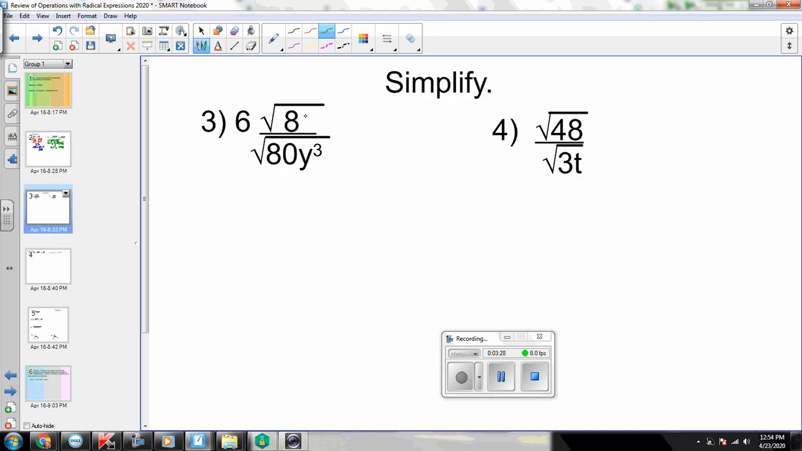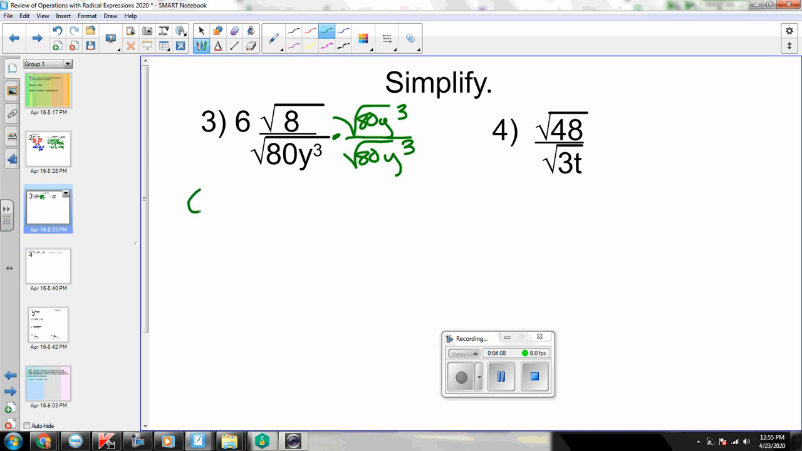On number 3, there are a couple of ways you could do this problem. Notice that there is a radical sign in the denominator. So you could rationalize the denominator by multiplying by the square root of 80 y to the 3rd over square root of 80 y to the 3rd. Those numbers are going to get really big, but I could do it that way. I could go radical 80 y to the 3rd over radical 80 y to the 3rd, because I'm trying to get rid of the radical in the denominator.